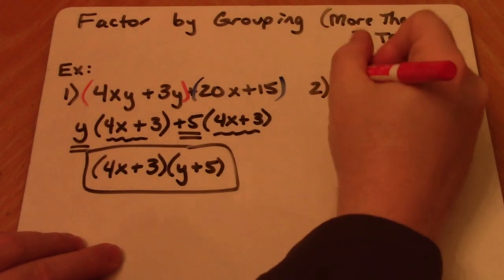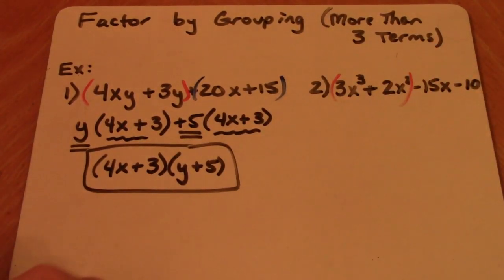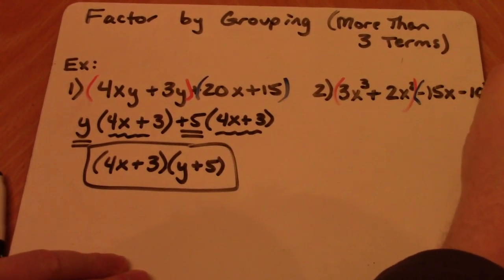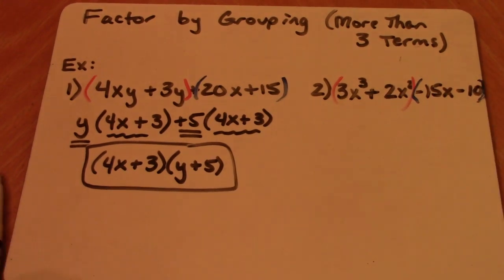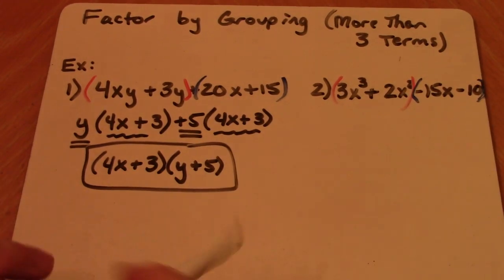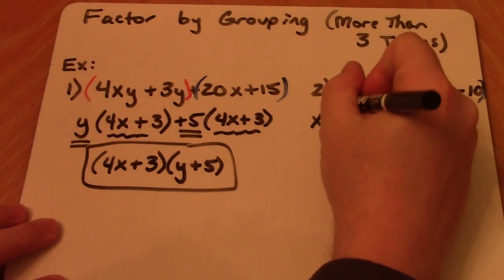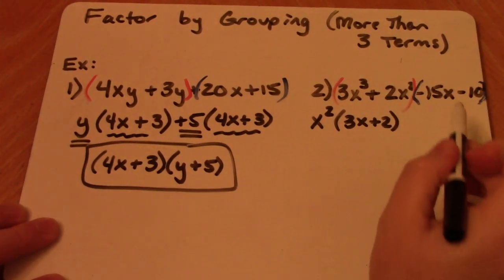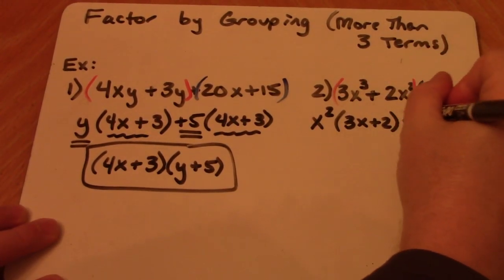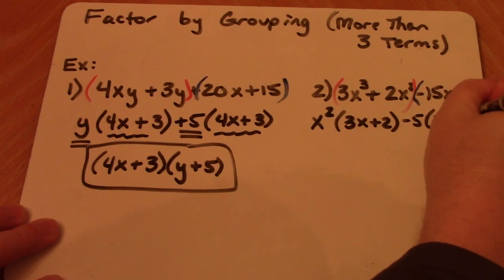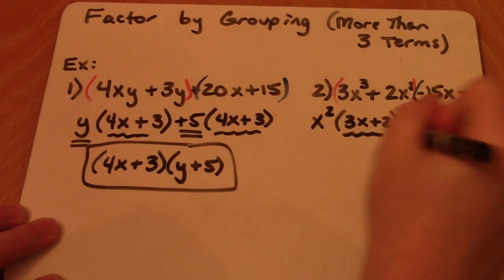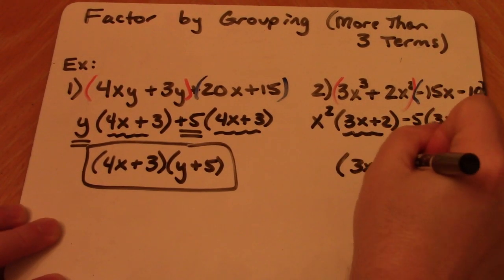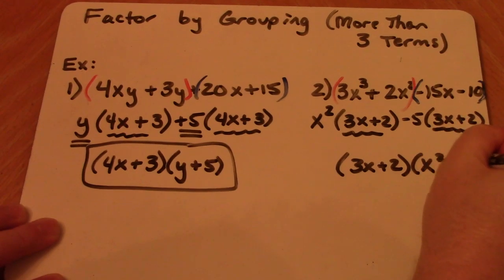So on the second example, we would group the first 2 terms and the second 2 terms, including we have to group the negative with the 15. So from the red parentheses, we have a greatest common factor of x squared, which would leave 3x plus 2. And from the blue parentheses, we can take negative 5 so that we also have 3x plus 2. Again, these parentheses have to be the same. So our factors would be 3x plus 2 and x squared minus 5.